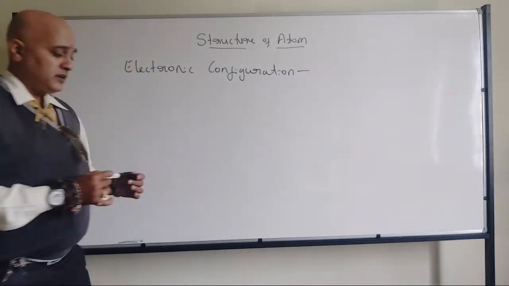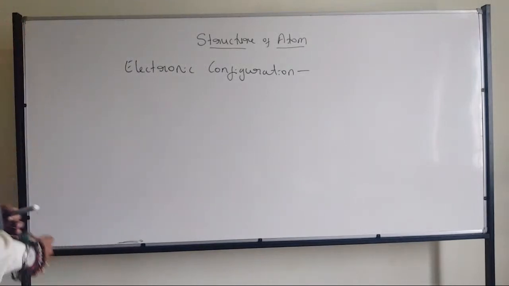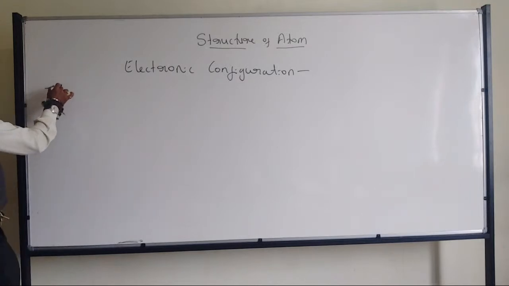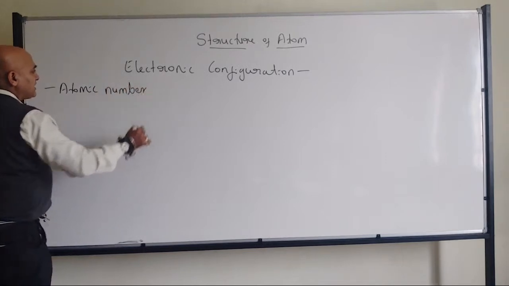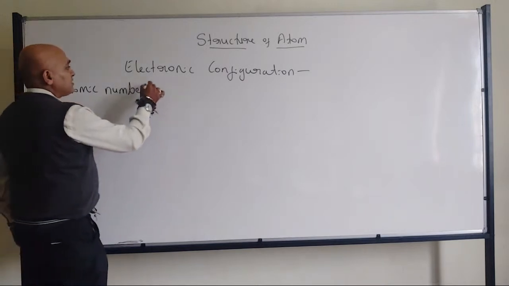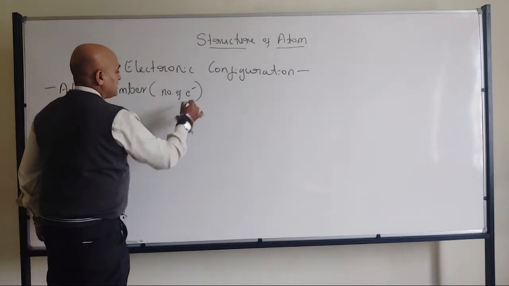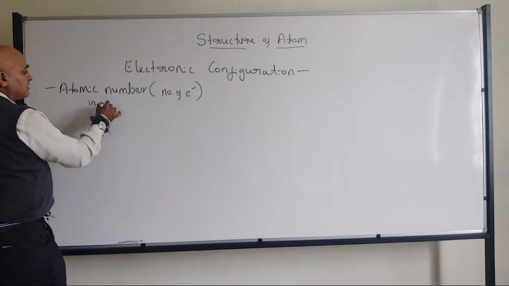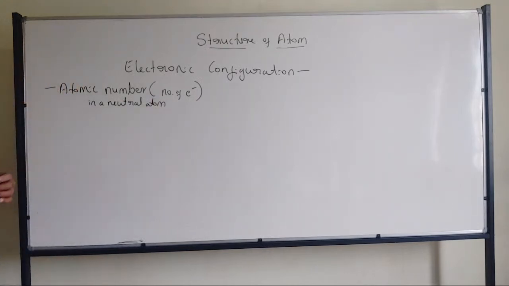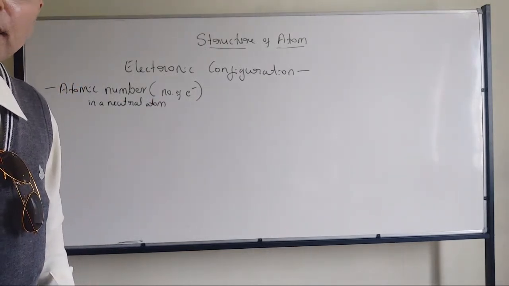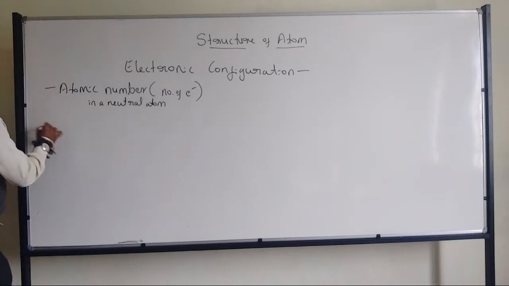Okay? So to write the electronic configuration of any element, first and foremost we should know the atomic number of that particular element. Because with respect to a neutral atom, it gives the number of electrons. That's why, in a neutral atom, I should know the number of electrons, and to know that, I should know the atomic number of that particular element.